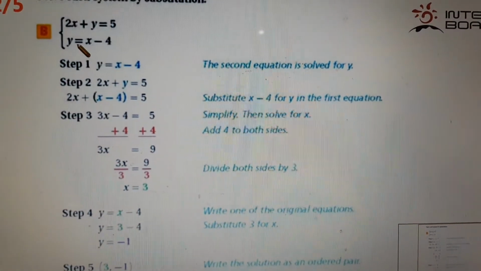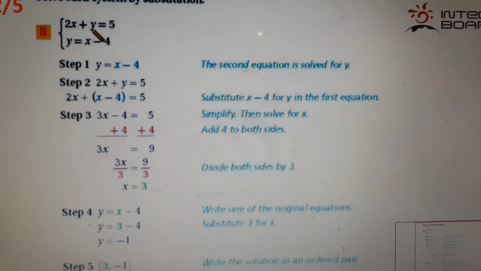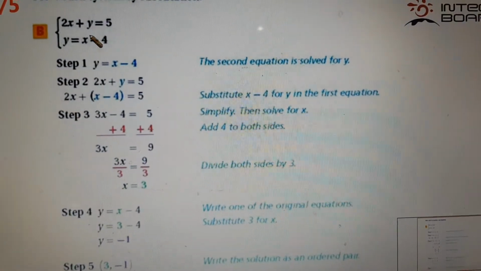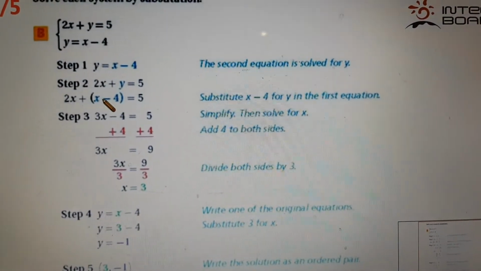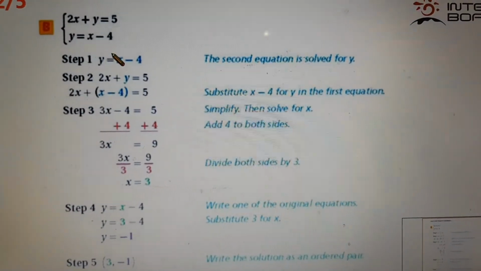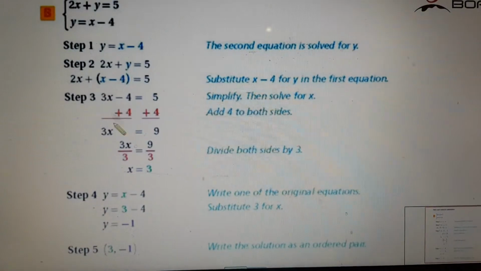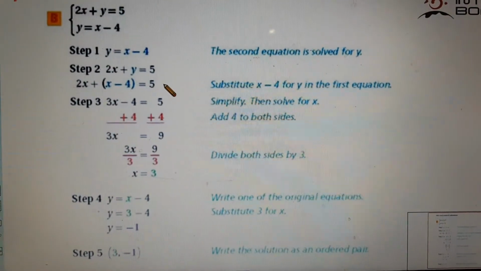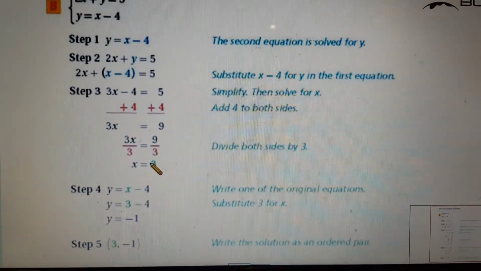Or in another way, you can use this y from the first equation into the second equation, 2x plus y equal 5. Instead of y, I'll put x minus 4. Okay, 2x plus x is 3x minus 4 equal 5. Move it to the other side, it will be plus 4. 5 and 4 is 9. Divide, so x equal to 3.